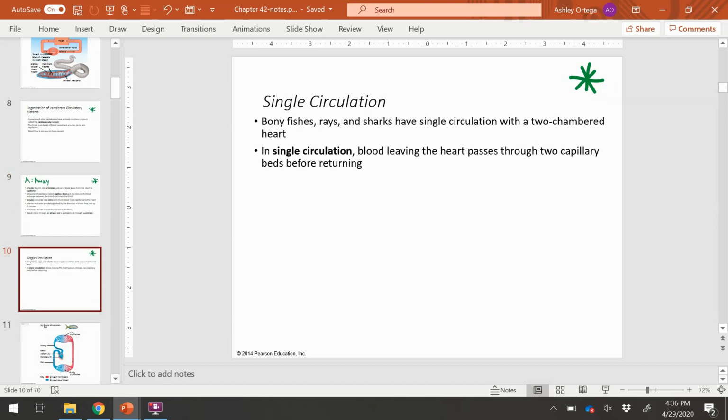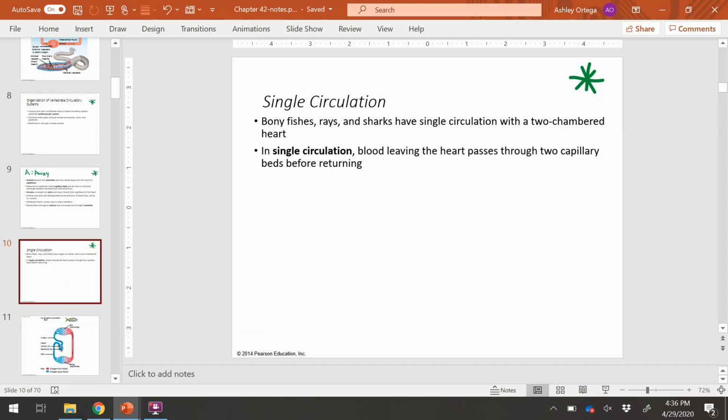And so in vertebrates, we'll look at how the circulatory system operates. The first one we'll see is a single circulatory pathway. This is done in bony fish, rays, sharks. And so they will have a 2-chambered heart with a single circulation. And so in this, blood will leave the heart. It will pass through 2 capillary beds before returning.